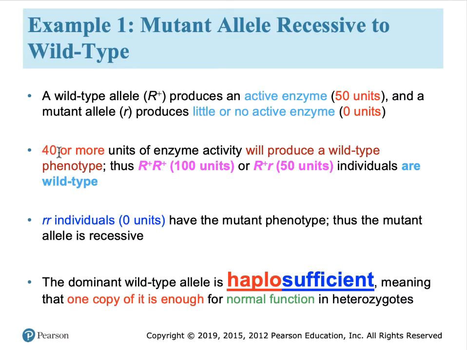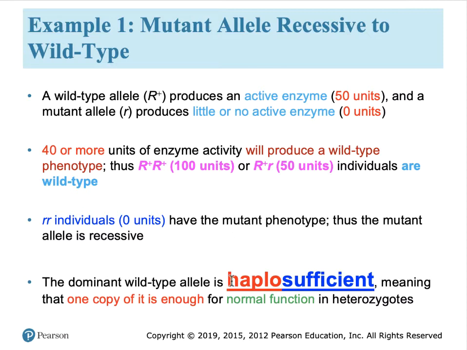Also assume that 40 or more units of enzyme activity has to be present in order for the wild type condition, the phenotype, to manifest. Therefore, when we are big R+, big R+, we have a total of 100 units, well in excess of the 40 units required for that phenotype. And believe it or not, with the big R+, small r combination, we still produce 50 units from the big R+ allele, enough to satisfy the needs. But the problem arises when we have two small r's. We're in the homozygous recessive condition. We don't produce any units of that enzyme, which results in the mutant phenotype. So this is one way to relate the presence or absence of enzyme to the terms recessive and dominant.